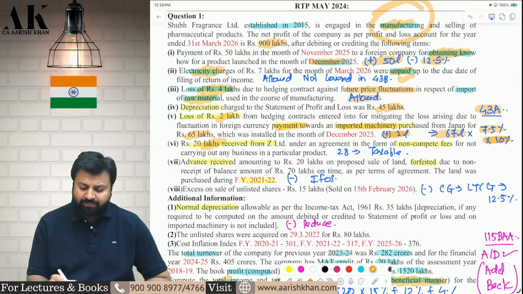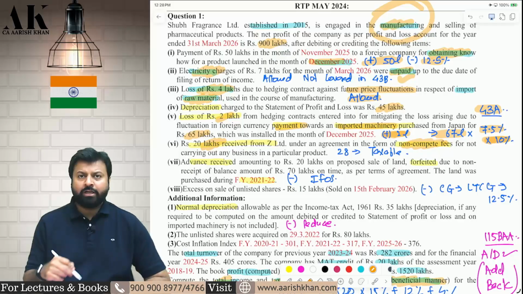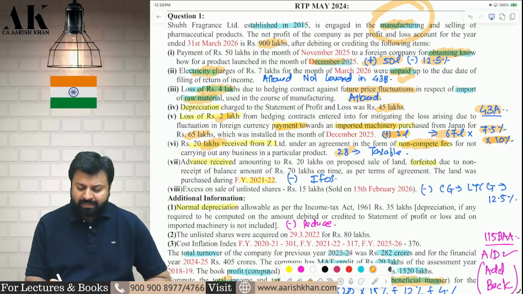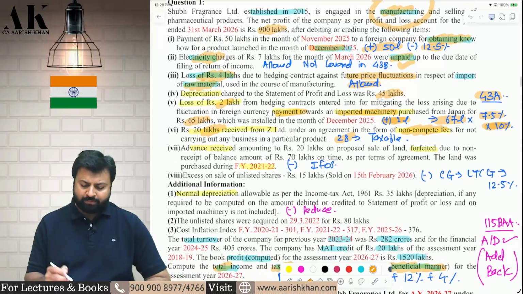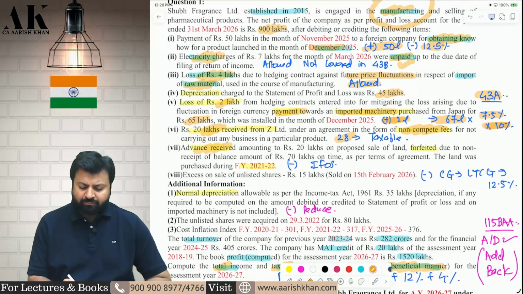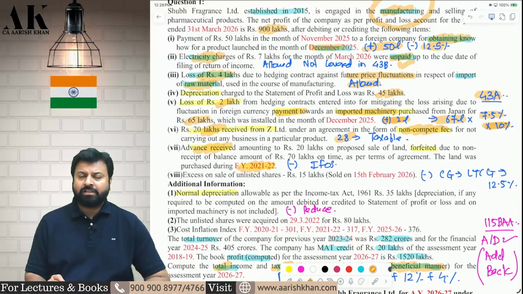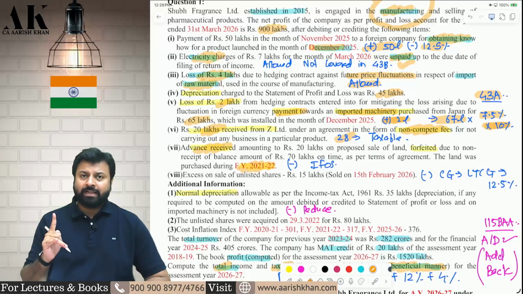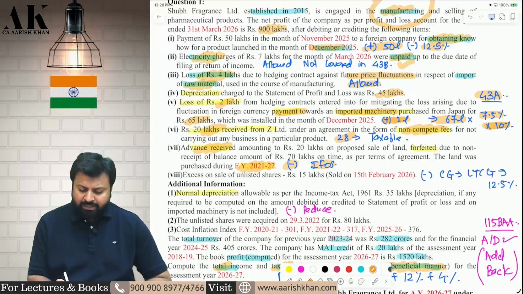Then 20 lakhs you are receiving as a non-compete fees for entering into a contract, for not entering into a certain business. So that is considered as PGBP. Let it be part of PGBP. Write a note for the same. Then you have received some advance and you have forfeited that advance in respect of transfer of a capital asset. If that advance is forfeited on or after 1st April 2014, then it is considered as IFOS. Therefore, reduce from here and show under IFOS.